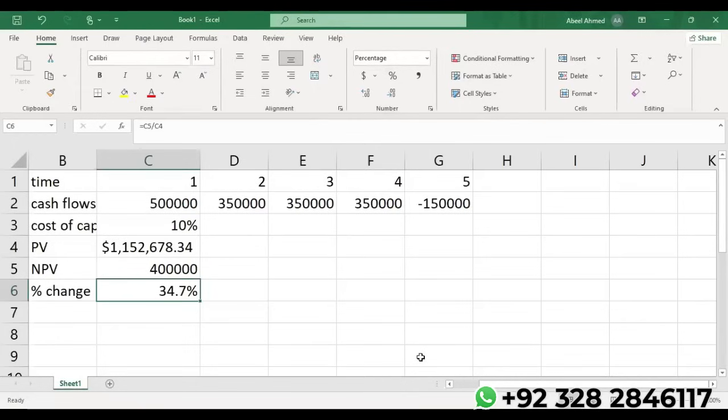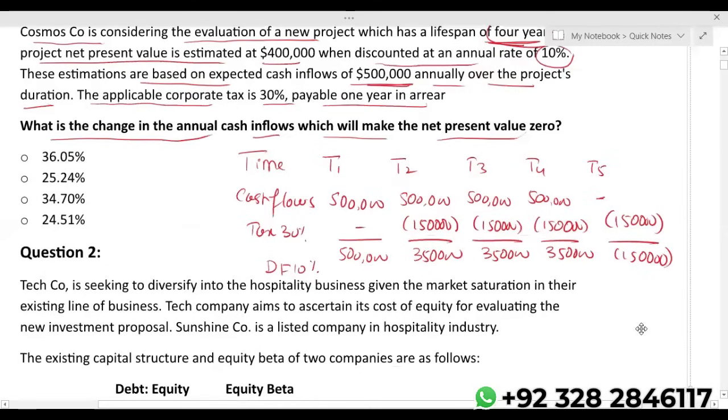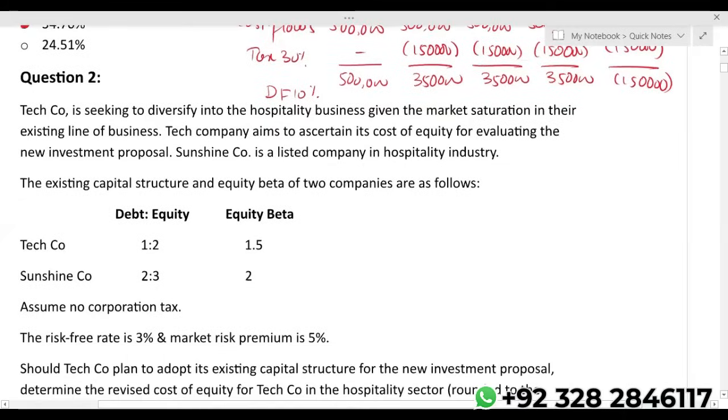Let's go back to our OneNote. Even if you don't get the exact answer, go to the closest one. Even if the answer is 35, the closest option is obviously C. But we got the exact answer, which is 34.7%.